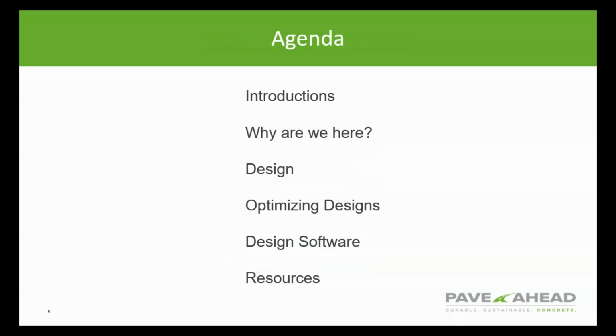So these are some of the topics that we're going to talk about today. We're going to look at some introductions of who we are as an association, why we're here today. We're really going to dig in deep to the design of industrial pavements, and then we're going to look at how and why we want to optimize our designs, and then we'll finish up with some design software exercises, as well as looking at the resources that you have available to you through the association.